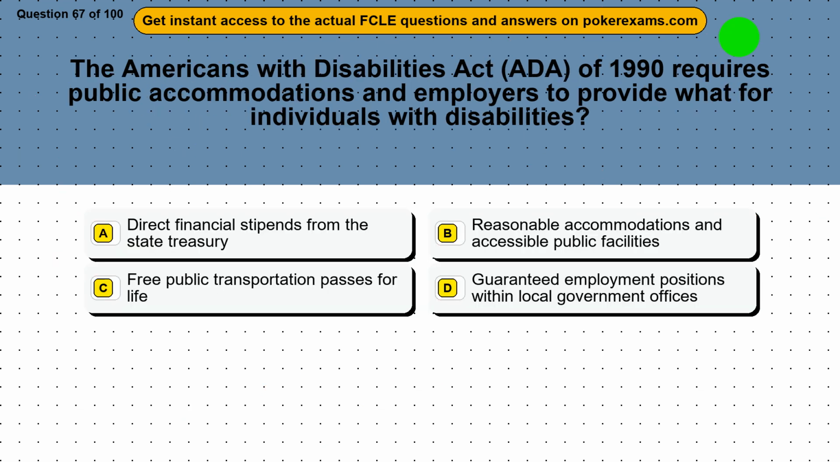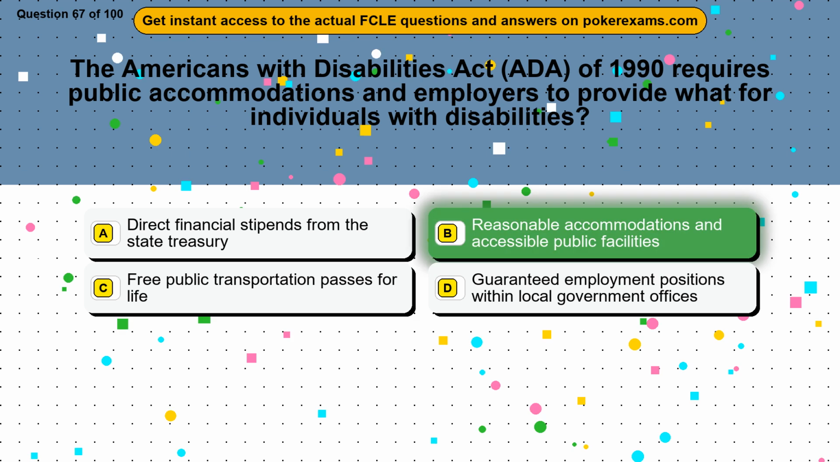Question 67. The Americans with Disabilities Act, ADA, of 1990 requires public accommodations and employers to provide what for individuals with disabilities? Option A, direct financial stipends from the state treasury. Option B, reasonable accommodations and accessible public facilities. Option C, free public transportation passes for life. Option D, guaranteed employment positions within local government offices.